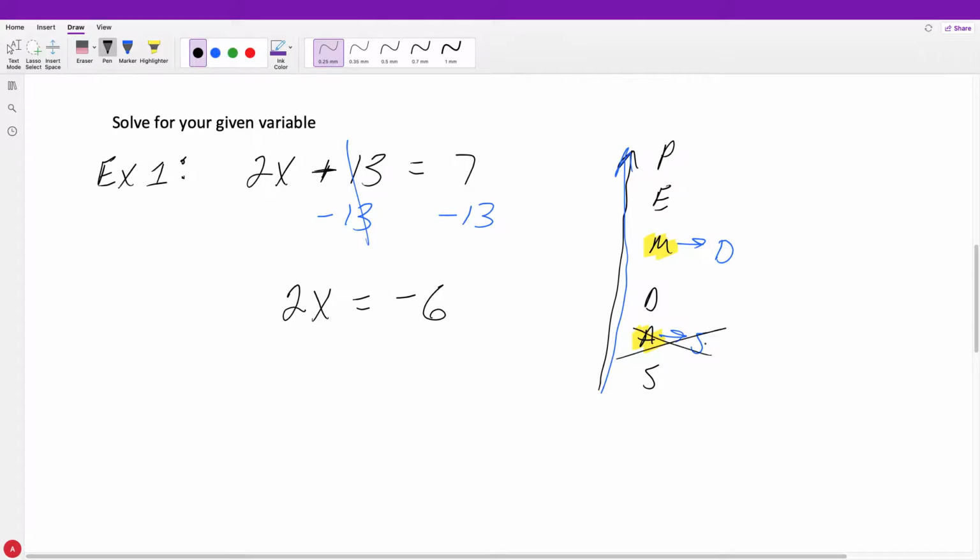I can cross this out because I did it already. Now, all that's left for me to do, because I looked at this problem beforehand, is my multiplying. To get rid of my multiplying, I just need to divide each side by 2. And that means that x is going to be equal to negative 3. All right?